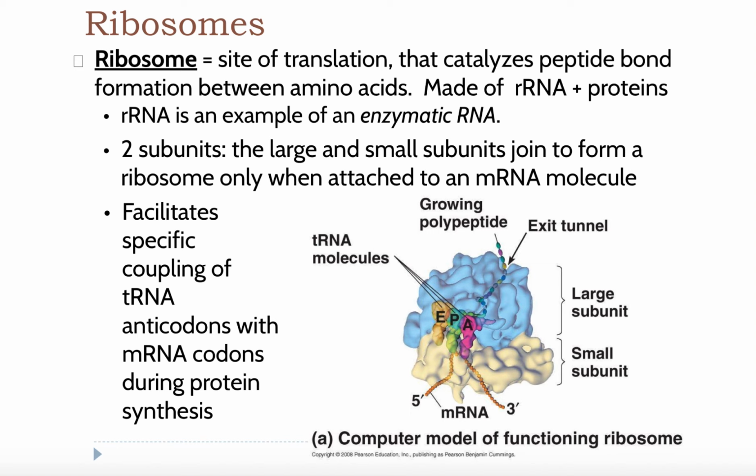Okay, so now going to the ribosomes. They are the site of translation that basically form the peptide bonds between the amino acids. It's made of rRNA and proteins. So rRNA is an example of an RNA that acts a little bit like a protein. It can actually function a little bit like an enzyme. And its whole job is it helps hold onto and facilitate the formation of the bonds between the amino acids of the chain. All right, but it does it with proteins. So the combo of rRNA and proteins actually form the ribosome.